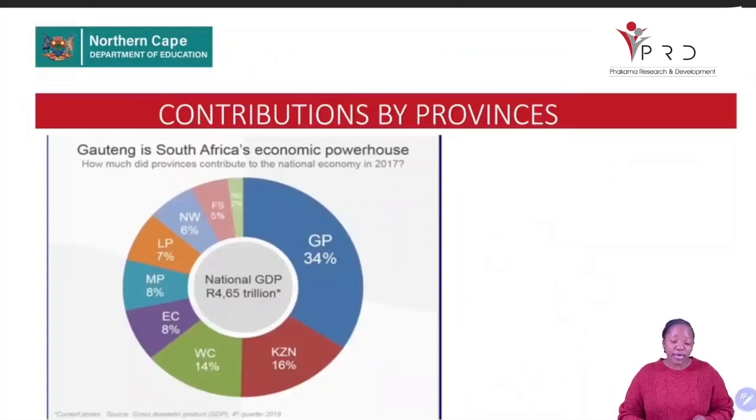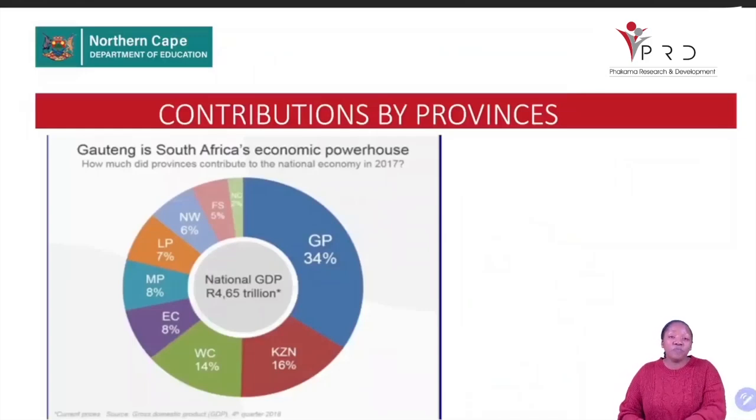And then we're looking at the Northwest with 6%. And then after Northwest, we've got the Free State with 5%. And then finally, it's our Northern Cape with 2%. So as long as it's contributing something.